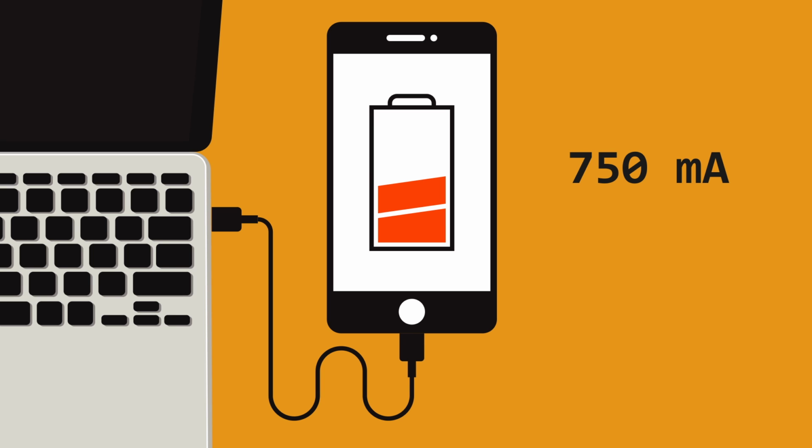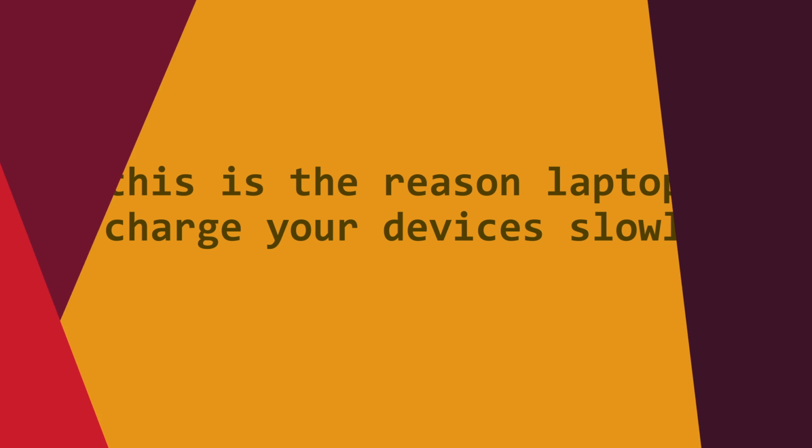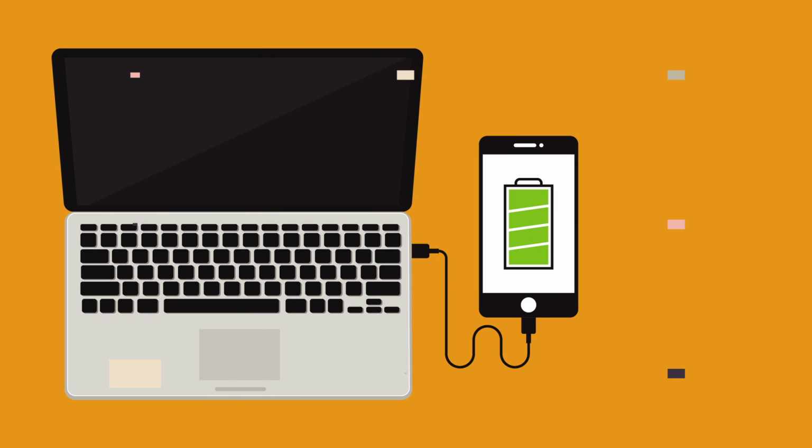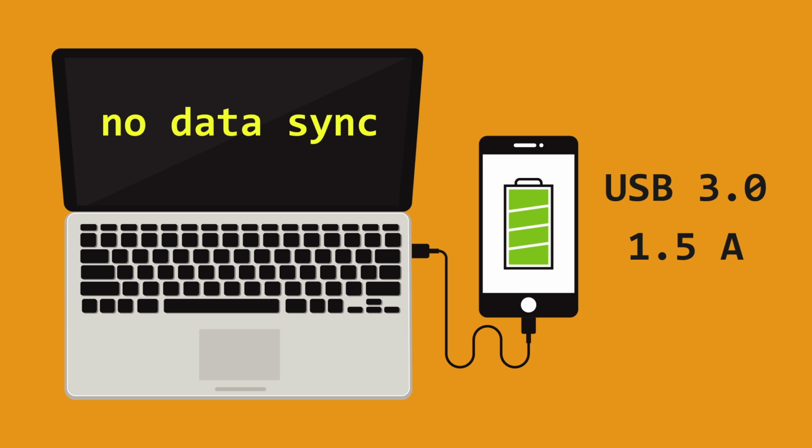This can go only up to 0.9 ampere maximum. This is the reason laptops charge your devices slowly. However, when you're not synchronizing data, it is possible to take more power from the laptop. In fact, USB 3.0 ports on laptops can supply up to 1.5 ampere as long as there is no data sync.